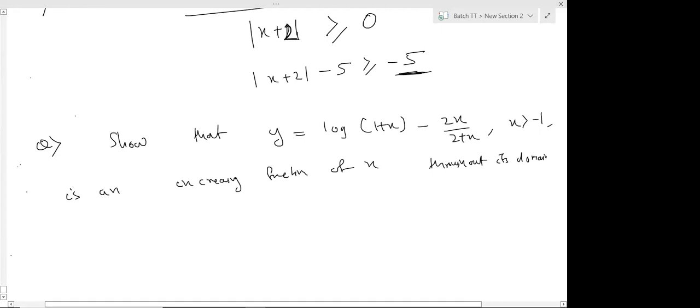All right. You remember increasing, decreasing? Yes, so first differentiate it, then find the intervals. Absolutely right. Positive, negative, right? That's it.